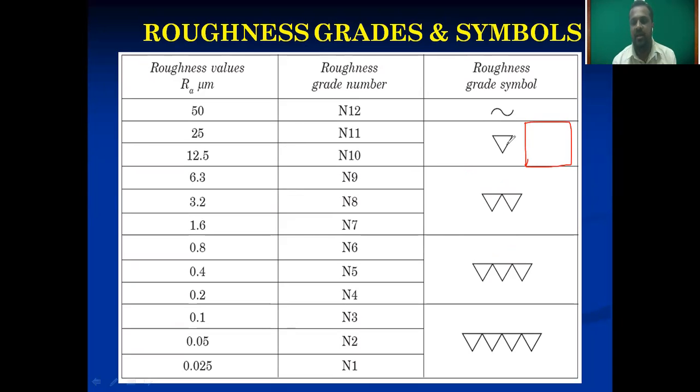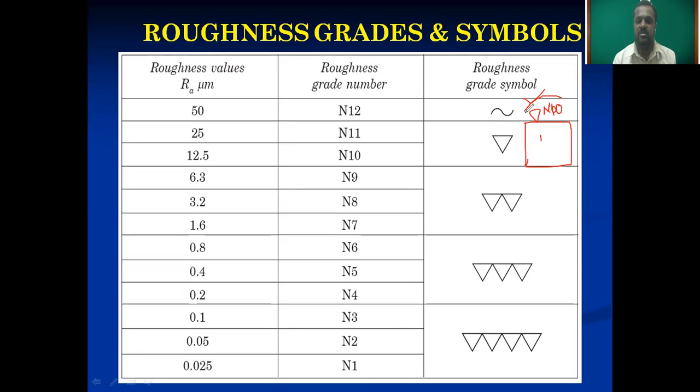Okay. On the surface of this component, suppose they have one symbol like this. One triangle is given, and here they have written N10. Like this symbol they have given for N10. Now what is the meaning of this? On the surface of this component, they have drawn one triangle, and near that triangle they have written N10.